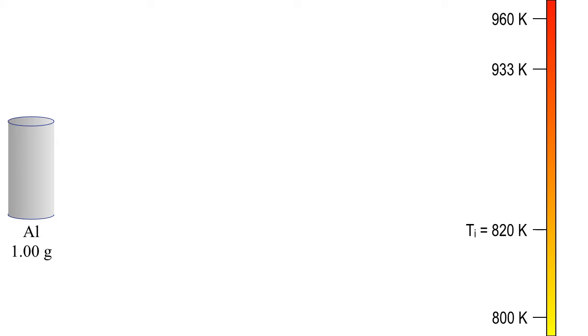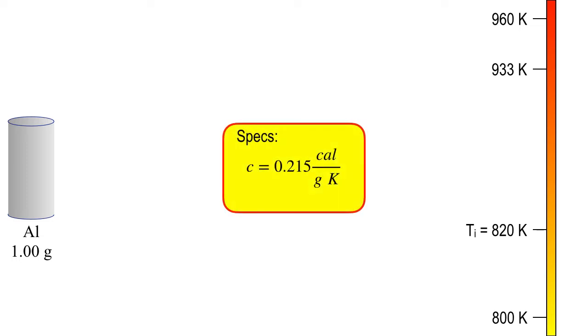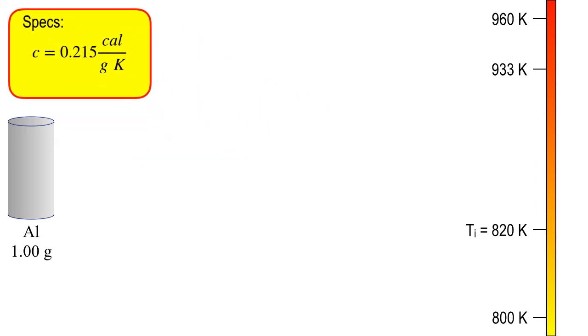1 ingot of aluminum, 1 gram. And that problem was to heat it up from some temperature like 820 up to the melting point 933. Now, one of the specs that you needed for that problem, which I mentioned in discussions when one of the students asked about it, is the specific heat. The specific heat encodes the amount of energy it takes to raise a gram of some substance by a Kelvin. So for 1 gram of aluminum, it takes 0.215 calories to bring it up 1 Kelvin, all right? That's how we define specific heat.